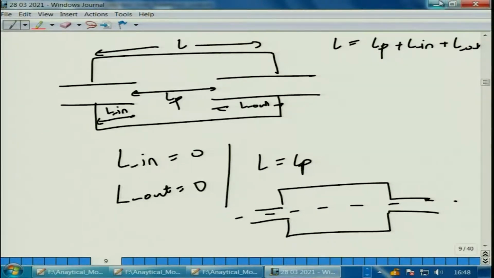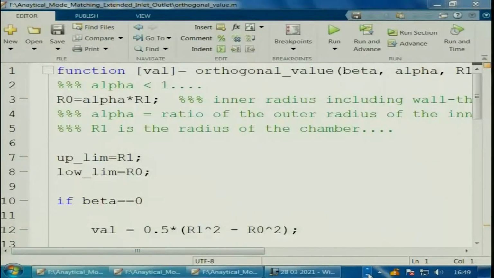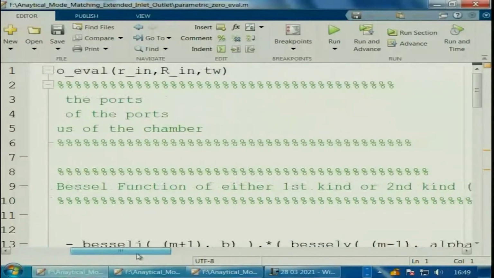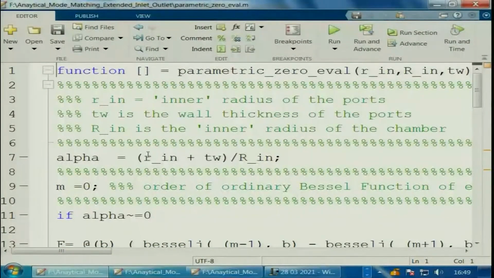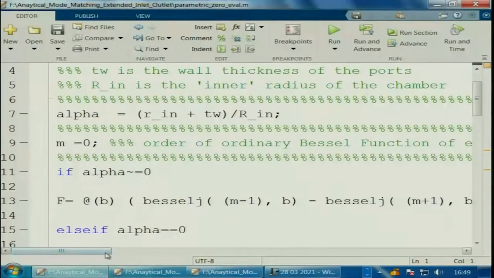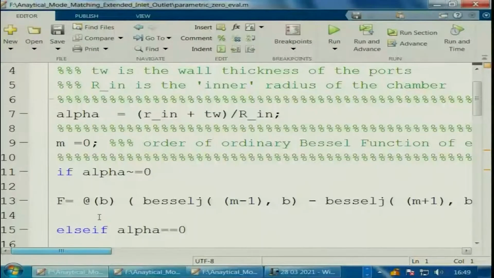Now, let us go to the MATLAB code very quickly, and these parameters are something that I explained. We evaluate the zeros, or resonance frequencies, of the circular chamber or the annular cavity using a parametric file, which sets the order of the Bessel function to 0, takes in a few arguments, R underscore in and wall thickness, and calculates alpha, the effective ratio incorporating the wall thickness, of the inner pipe diameter to the inner diameter of the chamber. If alpha is not 0, which is the case of the annular cavity, this function is evaluated, which incorporates the rigid wall condition on the inner pipe as well as the inner surface of the chamber.